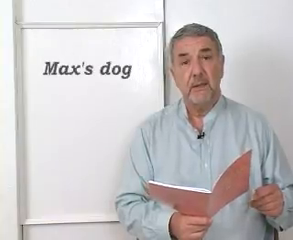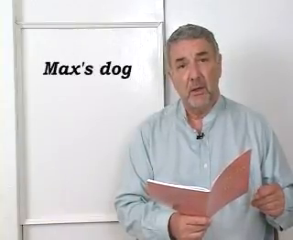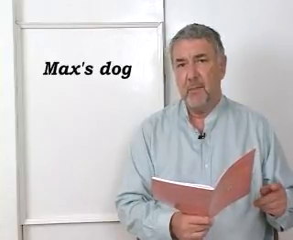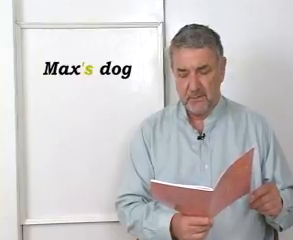Now the exceptions are, for example, if somebody called Max, if he had a dog, you would say it's Max's dog. But you wouldn't spell it M-A-X-E-S. You would spell it M-A-X apostrophe S, Max's. Okay? So usually, or almost always, you will put an E between the X and the S.